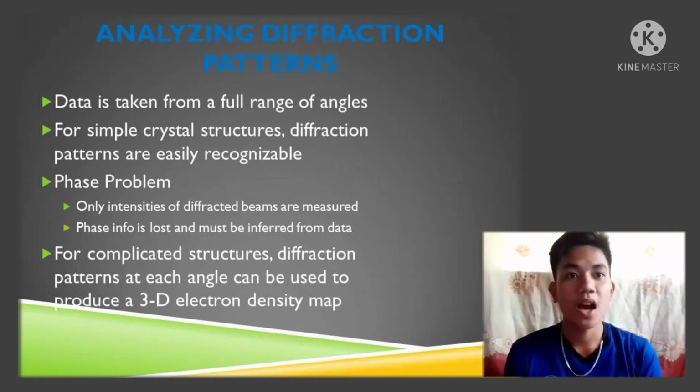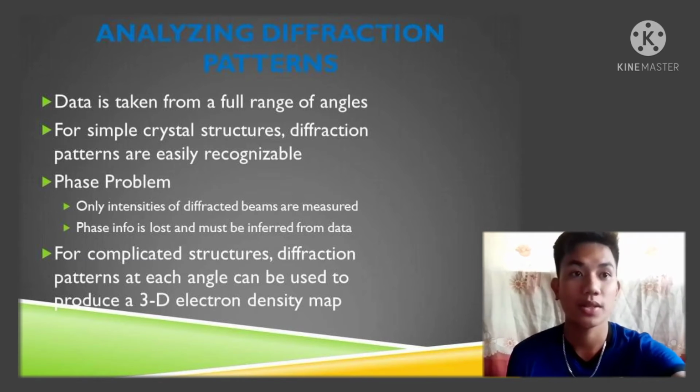This time, we will be analyzing diffraction patterns. Diffraction is defined as the bending of waves around the corners of an obstacle. In analyzing diffraction patterns, we need to look for the variables present: the distance, diffraction angle, the number of maxima, and the wavelength, based on data taken from a full range of angles, specifically the diffraction angles. For simple crystal structures, diffraction patterns are easily recognizable. Why? Because of the structure of the crystal.